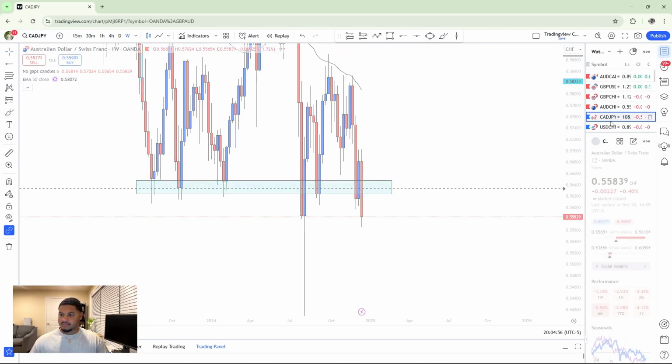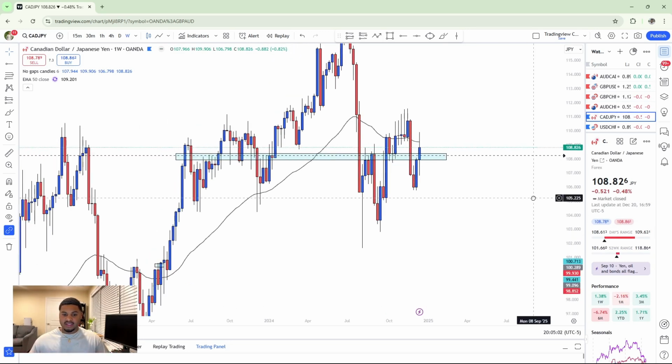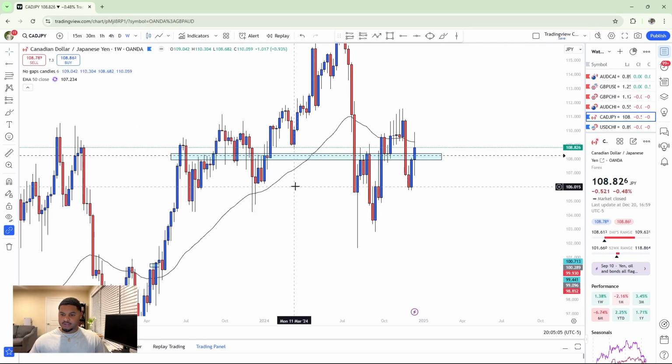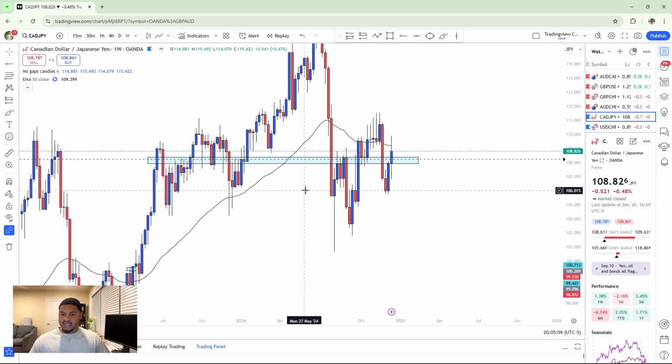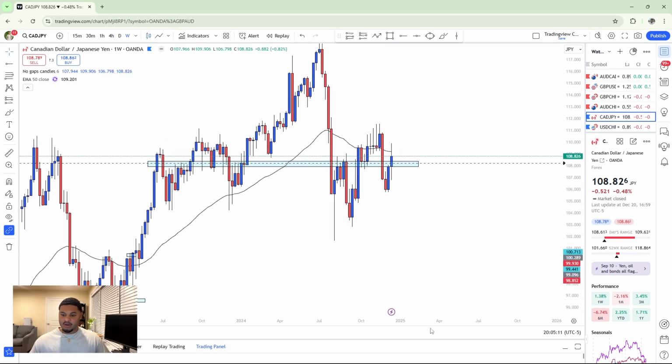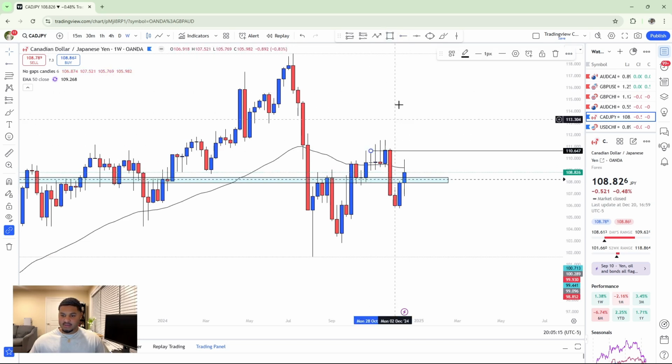Next pair, CADJPY. So all the pairs that we're selling, I'm not gonna lie, I love those pairs. I think it's very clean structure, and I am a big fan of them. Now, CADJPY, here on the weekly, we are bearish. This is how we look. Lower high, lower low.